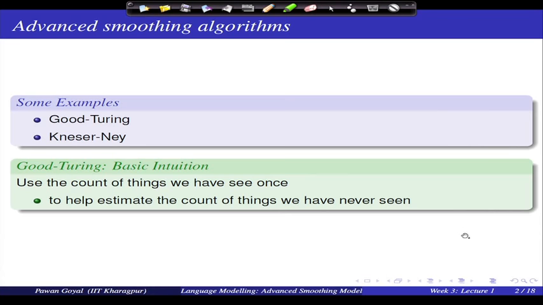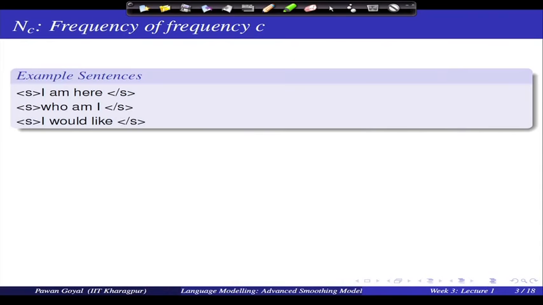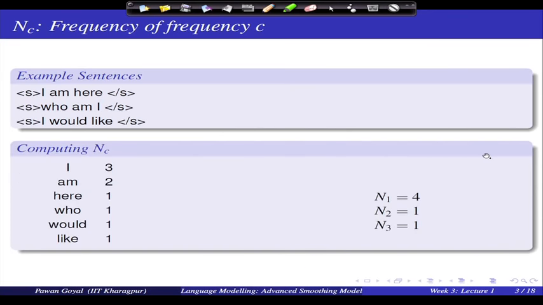For that, let us first define the frequency of frequency. We used it in one of the earlier lectures also. Suppose I take these three sentences: "I am here", "who am I", "I would like". From these sentences I am trying to construct the frequency of frequency, that is, how many words occur once, how many words occur twice, and so on. If you see here, the word "I" occurs thrice, "am" occurs twice, and the other four words occur once.